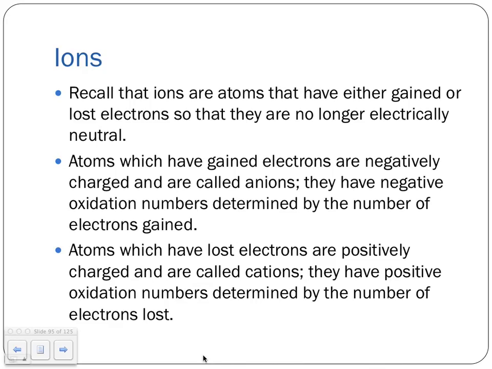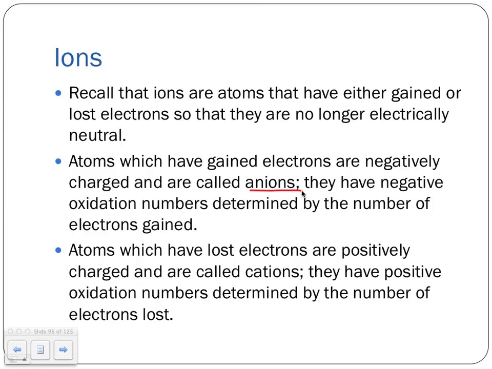So if you recall, ions are atoms that have either gained or lost electrons, so they are no longer electrically neutral. Atoms which have gained electrons are always negatively charged because they have more negative electrons than protons. These are what we call anions. They're going to have negative oxidation numbers, determined by the number of electrons gained.